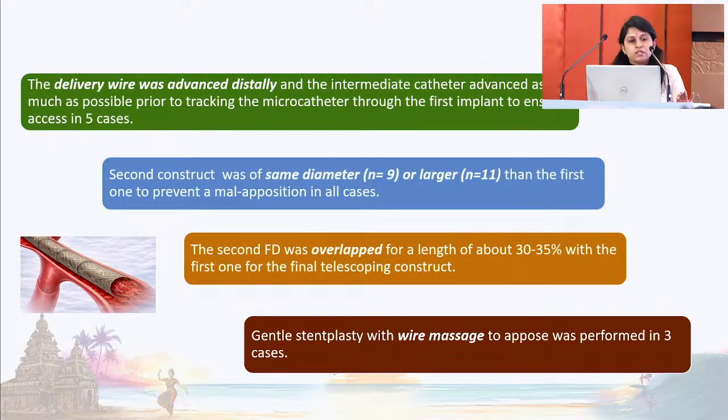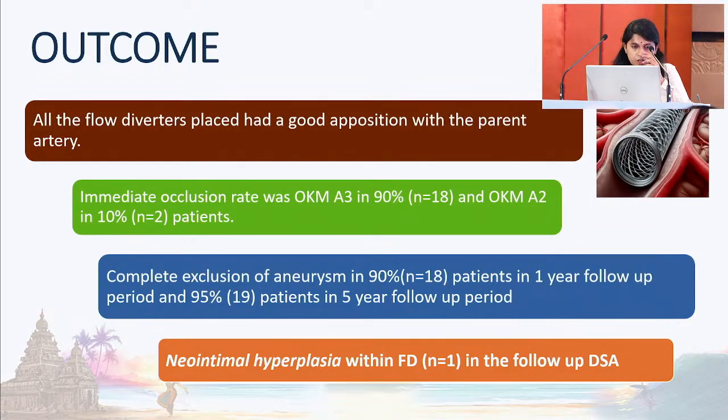The delivery wire was advanced and the intermediate catheter was advanced as much as possible, tracking the microcatheter. This was the first implant in 5 cases. The second FD was of the same diameter or larger than the first one to prevent malposition. In all cases, the second FD was overlapped for a length of 30 to 35% for the final telescoping construct. Gentle stent and wire massage was performed in nearly 3 cases. All the flow diverters placed had good apposition with the parent vessel.